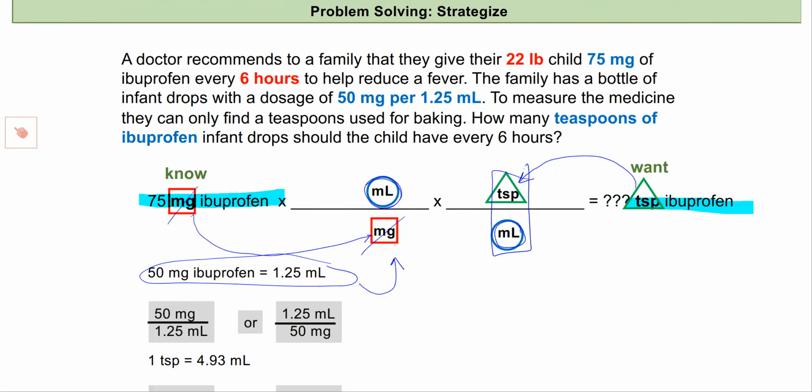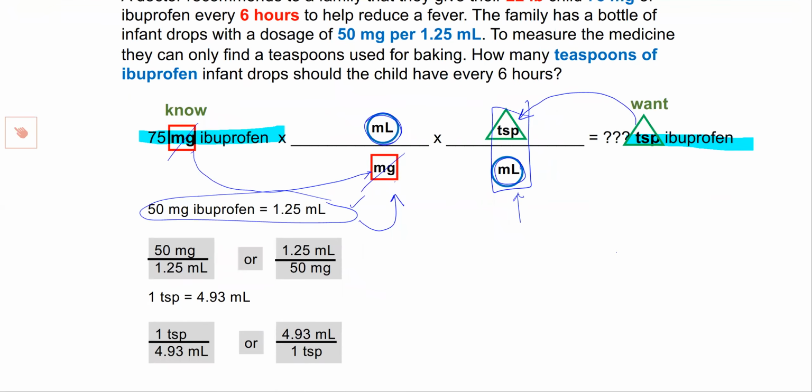So I set up my strategy just with my units. I need a conversion factor that goes from milligrams to milliliters, and I've got that. And I need a conversion factor that goes from teaspoons to milliliters, and I can look that up, and I can get that too.